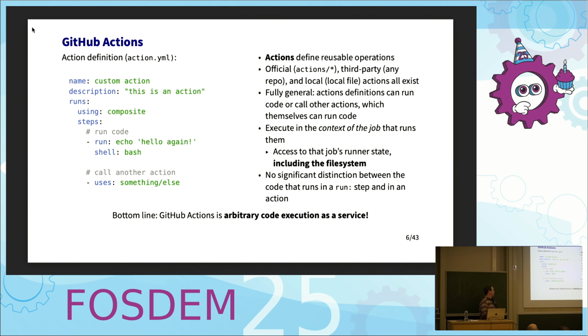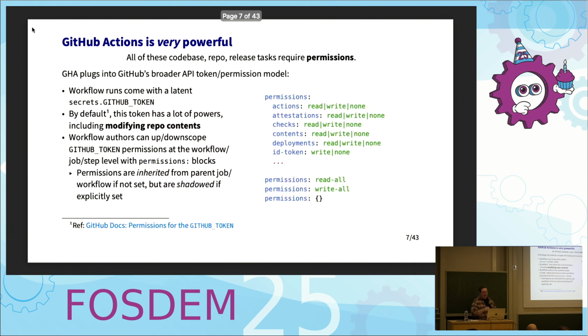So bottom line, GitHub Actions are arbitrary code execution as a service. That will come up in various important ways throughout this talk. It's a very powerful system, GitHub Actions.